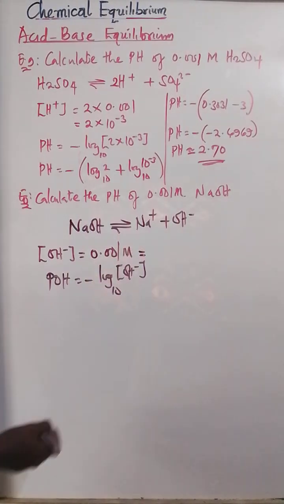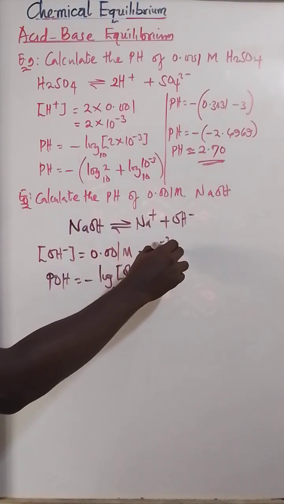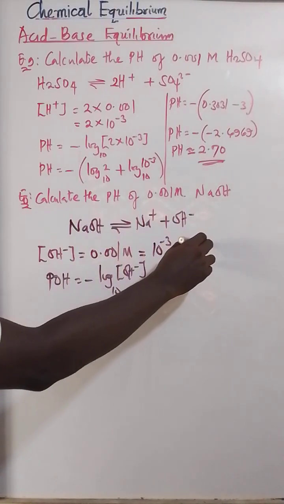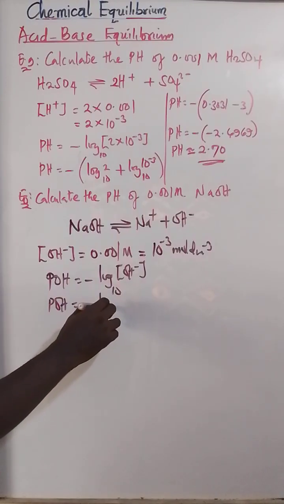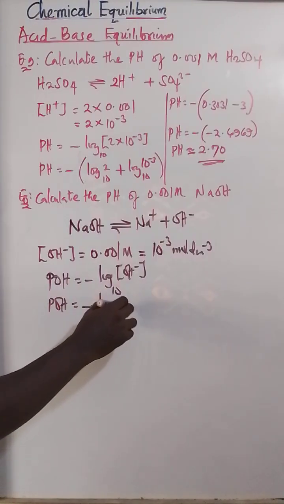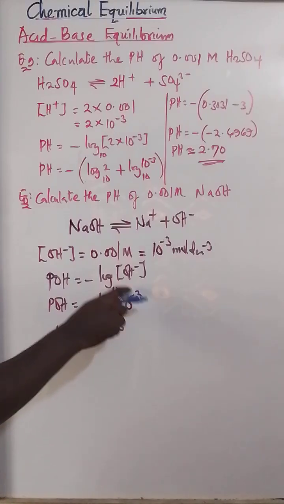Always try to express in standard form. In standard form, this is 10 raised to power minus 3 molar, or mole per dm³. So pOH here becomes minus log to base 10 of what? 10 to the minus 3. So here pOH equals, this one will go to the back.